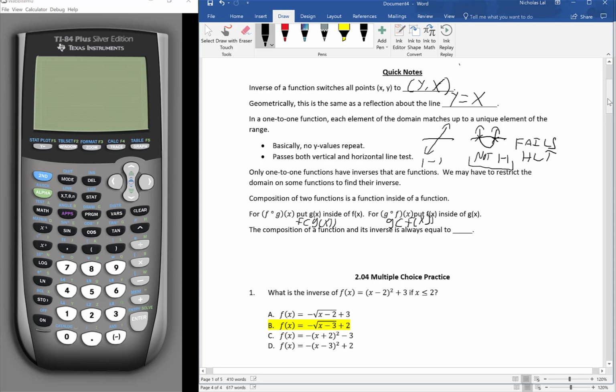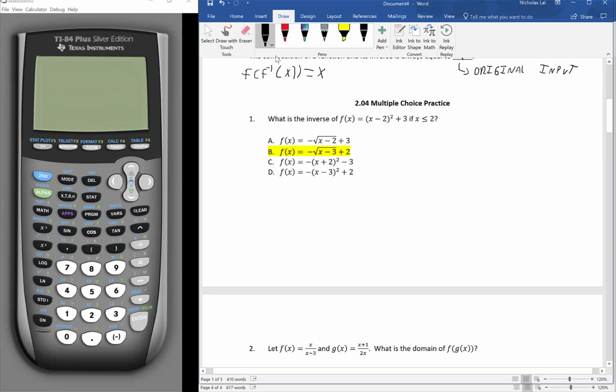All right. The composition of a function and its inverse is always equal to x, which is the original input. So anytime you take the composition of f of the inverse of f of x, that's going to be equal to x. So if g of x is the inverse of f of x, then the composition of the two will be equal to the original input. All right, moving on, let's get to the multiple choice practice.